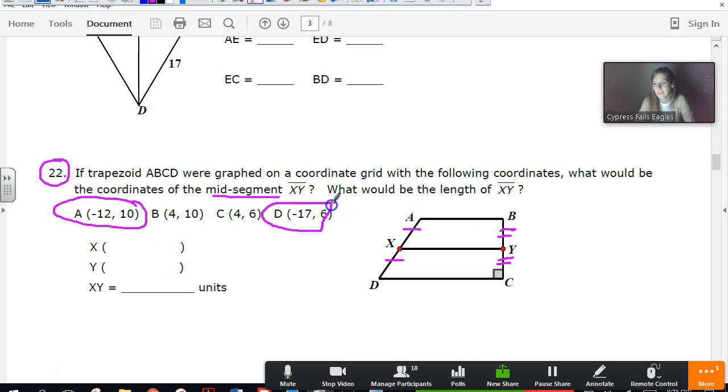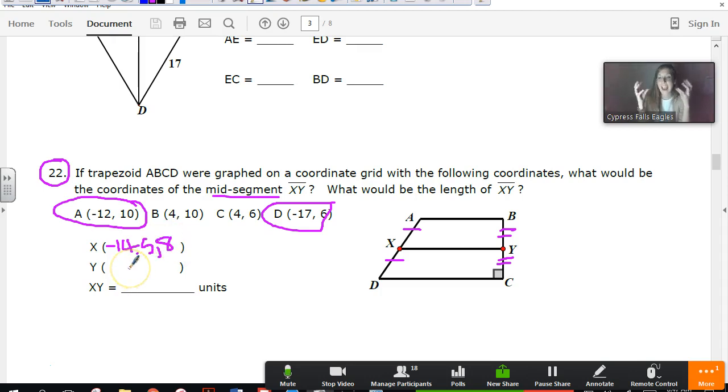Take A, take D, and find the midpoint. Is there a formula on your formula chart for that? No. Yeah, there's a midpoint formula. You add the x's and divide by 2. Negative 12 plus negative 17. Negative 29 divided by 2. Oh, don't you love when it's a decimal answer? Negative 14.5. And add the y's and divide by 2. 16 divided by 2. 8.